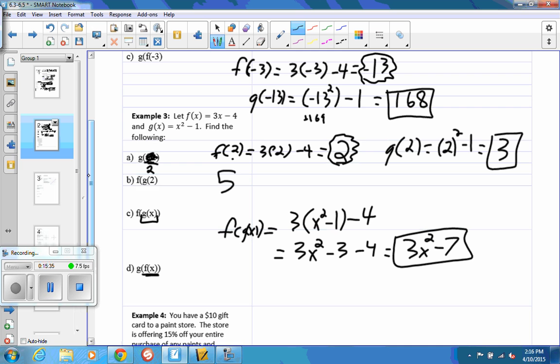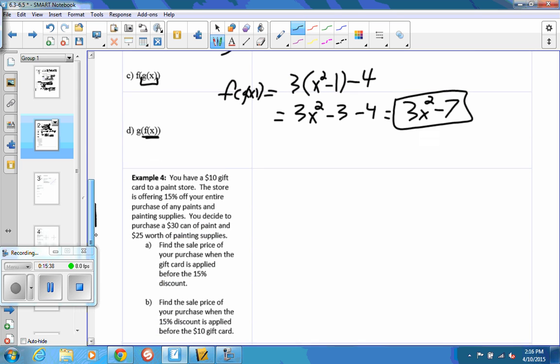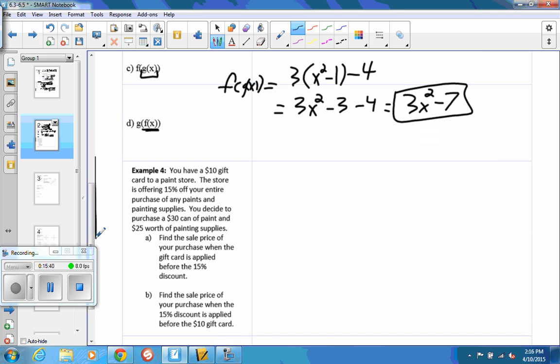f of x is what? 3x minus 4. So I'm just going to change this to g. If you wanted to write this, g of 3x minus 4. Okay, you could do that.